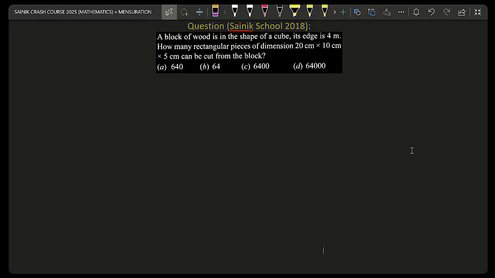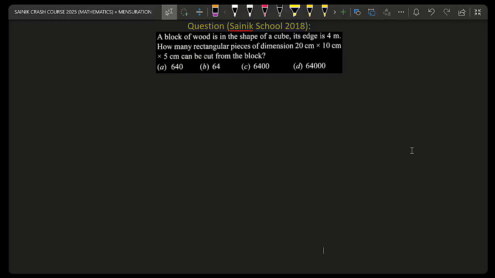A block of wood is in the shape of cube. Its edge is 4 meters. How many rectangular pieces of dimension 20 centimeters, 10 centimeters, and 5 centimeters can be cut from the block? Pranay, I was discussing with Abhyuday that floor and tile solution, you remember, right? Number of tiles required. We did the area of the floor divided by area of each tile. So how we are going to solve this type of question? How many blocks we are going to cut?